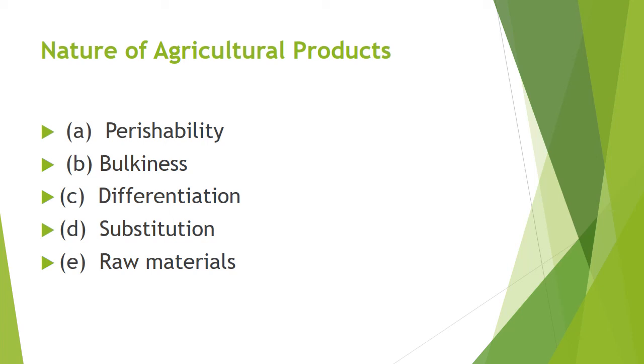The last but not the least is raw materials. Agricultural products are raw materials for agro-allied industries. When industrial demand competes with domestic demand, price can become raised, especially in adverse production conditions. The nature of agricultural products and their production processes discussed above makes their marketing unique and different from the market of industrial products.